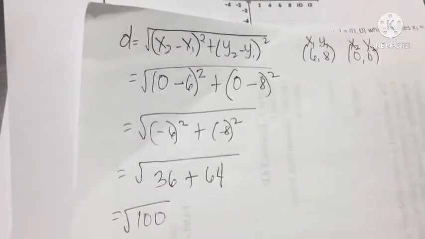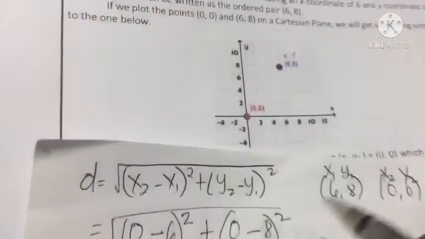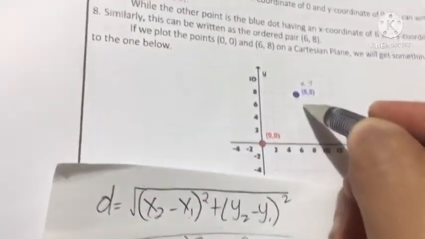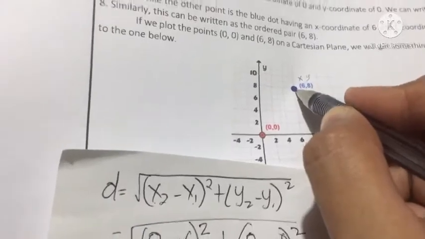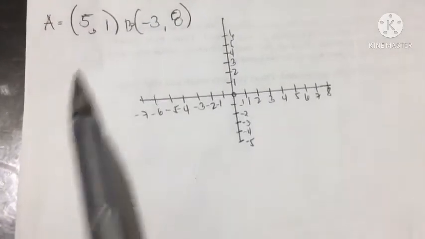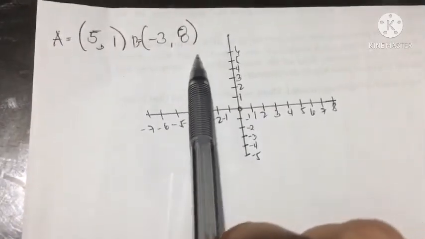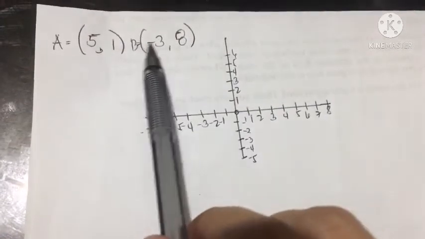Therefore, ang ibig sabihin, ang distance natin from the origin to point 6, 8 is 10. Okay? Another example. So, gaano naman daw kalayo yung point A from point B? So, yung point A natin, that is 5, 1. Then, yung point B natin, negative 3, 8.